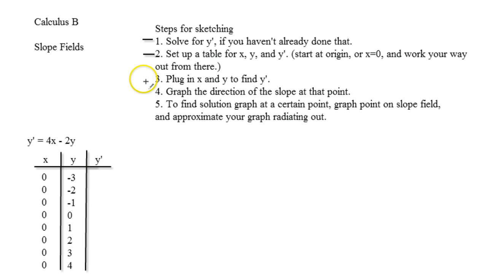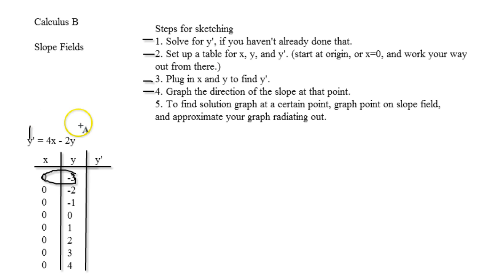And that's step number 3: you're going to plug the values into the actual differential equation, and then find out what the slope is going to be, because this is technically the slope at that specific point. Then you just graph it, and you're going to do a rough graph. Graph the direction of the slope at that point, and to find the solution graph, graph the point on the slope field and approximate your graph running out from that point.